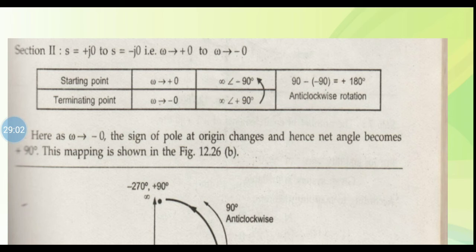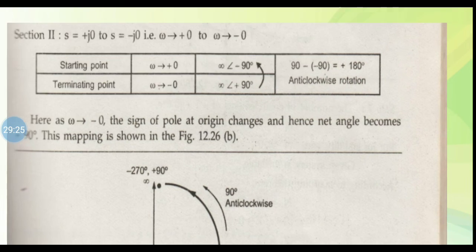At the terminating point, you substitute omega minus 0, so the magnitude will be infinity. In the angle equation, the angle will come plus 90, because as it is minus 0, it will become plus 90. So how much is the rotation? 90 minus of minus 90 is 180 degree anti-clockwise rotation.